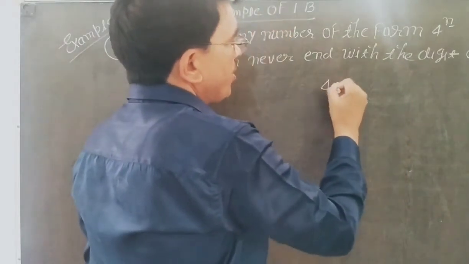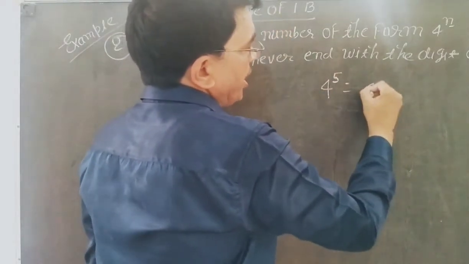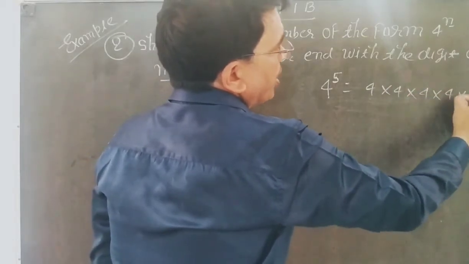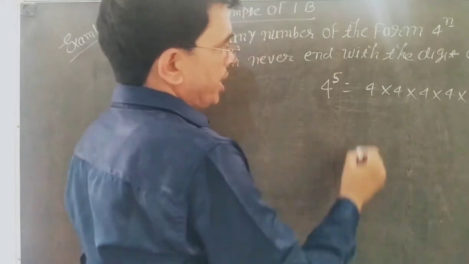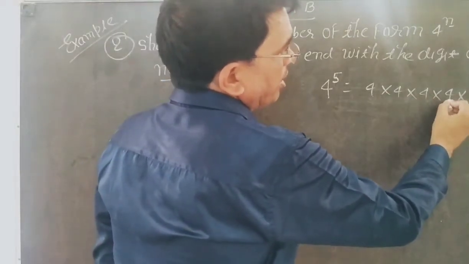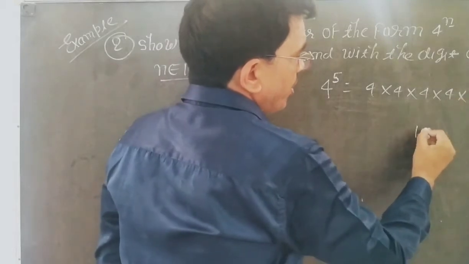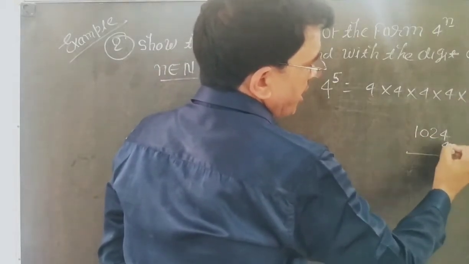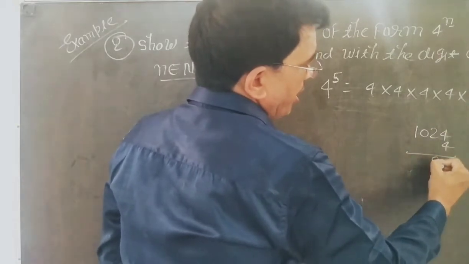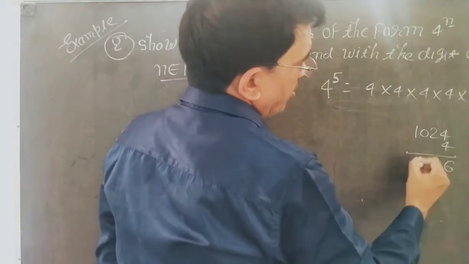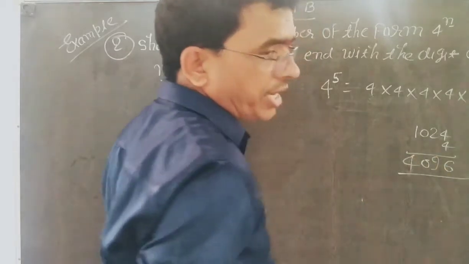That means when you write 4 to the power 5, that is 4 into 4 into 4 into 4 into 4. Then 4 fours are 16, 16 times 4 is 64, 64 times 4 is 256, 256 times 4 is 1024, and 1024 into 4 is 4096.